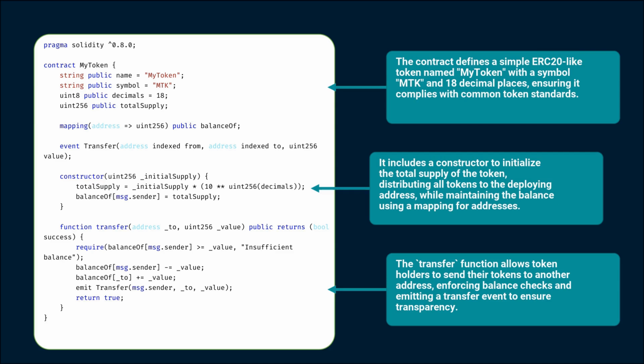Once the balance checks out, the tokens are transferred from the sender's account to the recipient's account, and a transfer event is emitted to signal the transaction on the blockchain. This event is crucial for allowing external systems to track token transfers effectively, enhancing transparency and accountability in digital asset transactions.